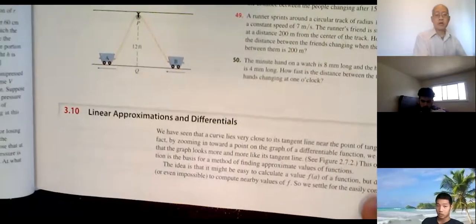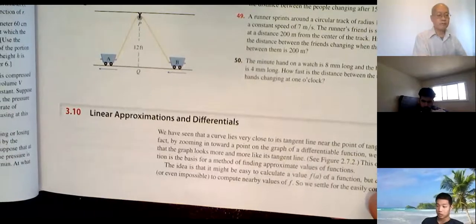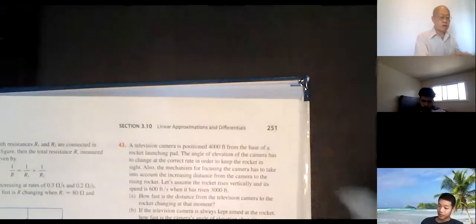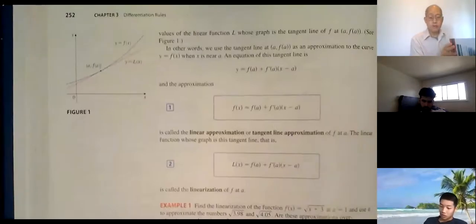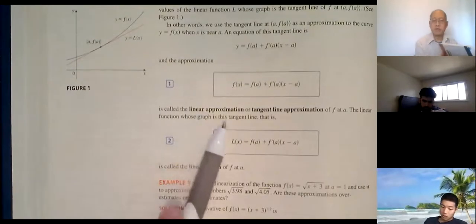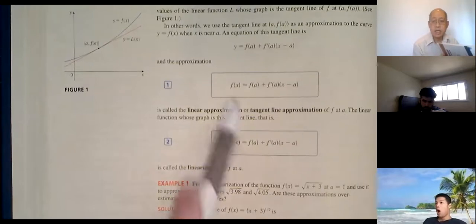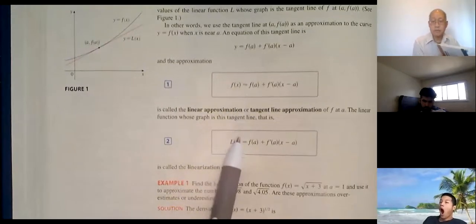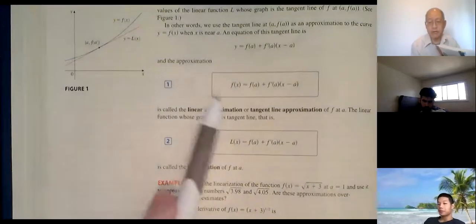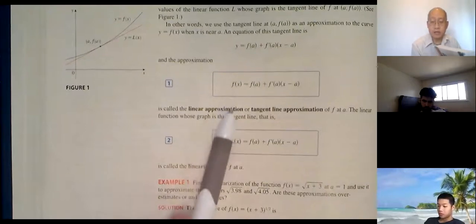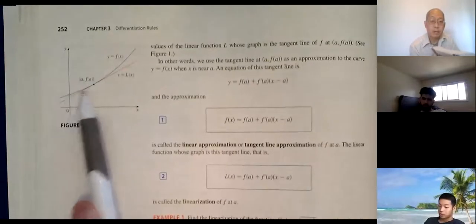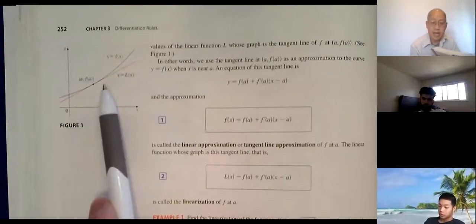3.10 is on linear approximations and differentials. That was page 252. They have something called the linear approximation or linearization. They have all these formulas here. You can put them down, there's nothing wrong with it, but I've got the Melvin Hum version of it, which is a lot better. You already know how to find the equation of the tangent line, right? So here's a function, figure 1 on page 252. The blue is a function. The red is a tangent line, right?